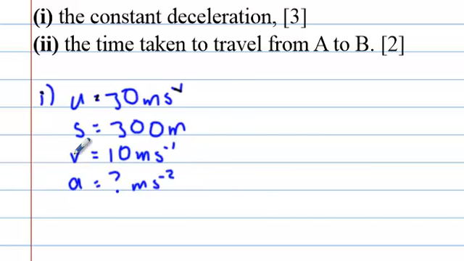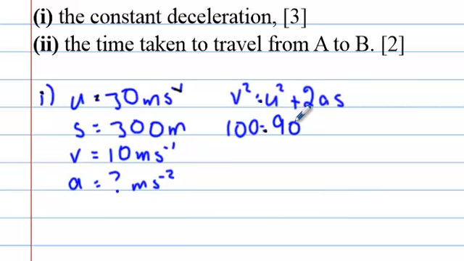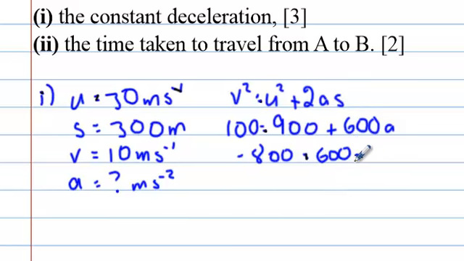So u, s, v and a are connected by v squared equals u squared plus 2as. V is 10, so 10 squared is 100. U is 30, so 30 squared is 900. And then 2 times s is 600 times a. Subtract 900 from both sides. Negative 800 equals 600 times a.